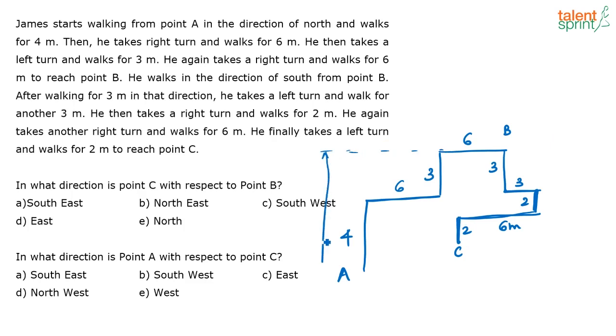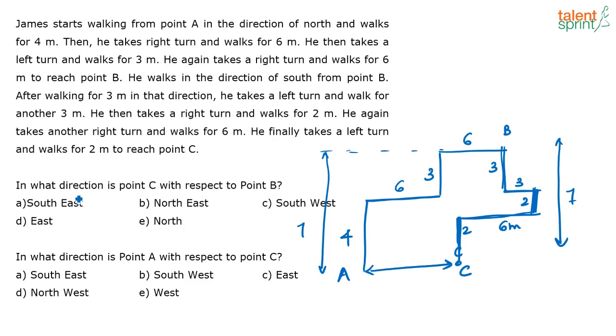This total distance is 7, correct? This is 4 plus 3. Here if you look at this total distance, what is it? It is 3 plus 2 plus 2. So 3 plus 2 plus 2 is also 7, correct? 3, 2, 5. 5 plus 2 is 7. So basically he is coming to this same point. Okay, so he is coming to the same point, that is C.